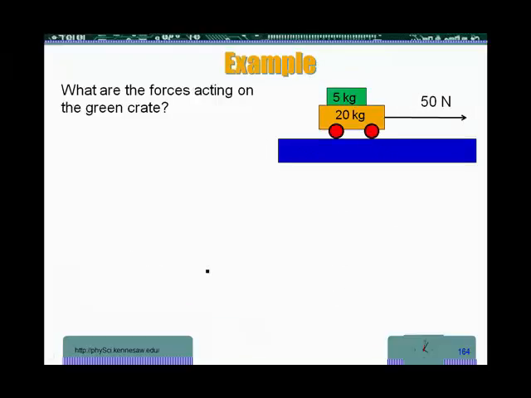Now the question, what are the forces acting on the green crate? We just mentioned one. The first one is the static friction force between buggy and green crate.